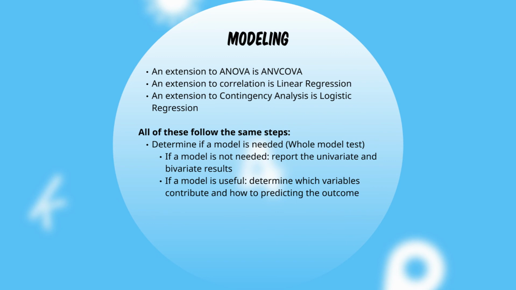And an extension to a contingency analysis is logistic regression. So in addition to your categorical predictor of interest predicting a categorical outcome, you can also add covariates. All of these follow the same steps. The first step is to conduct a whole model test to determine if a model is needed. Your null hypothesis is that either the mean of the response or the proportion experiencing your event or outcome of interest is the best estimate. And your alternative hypothesis is that a model is useful.